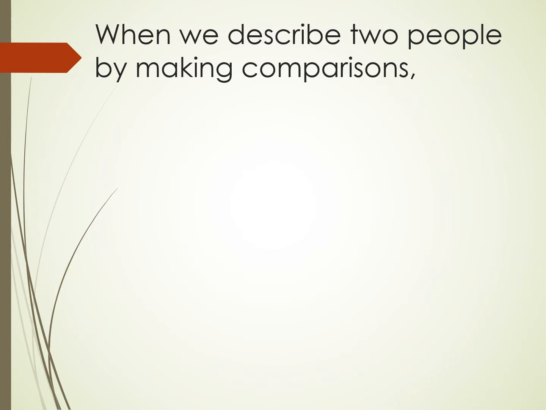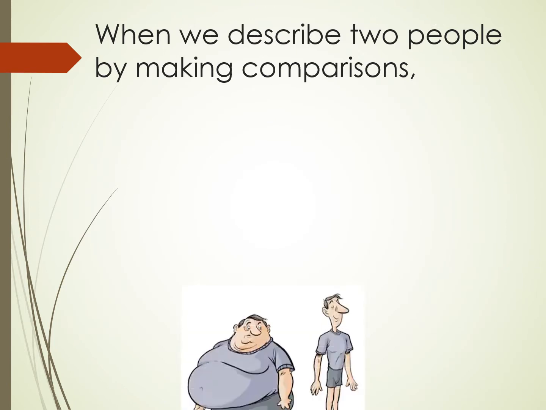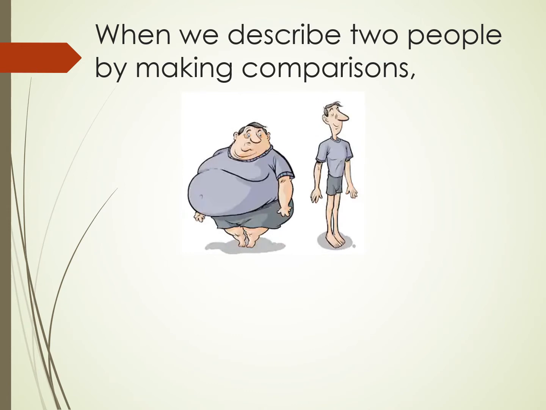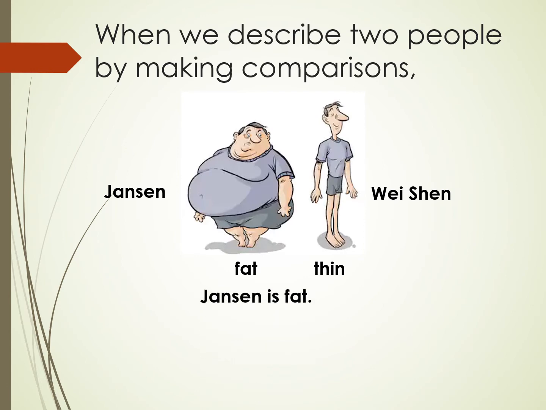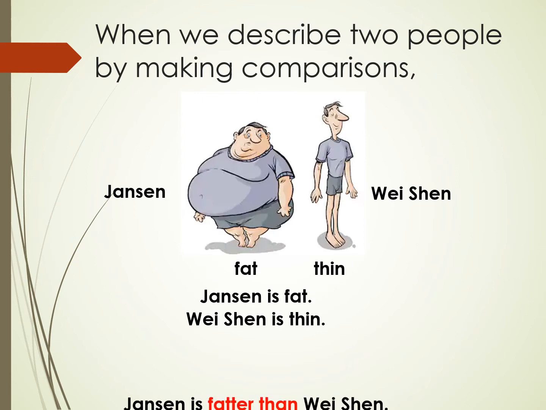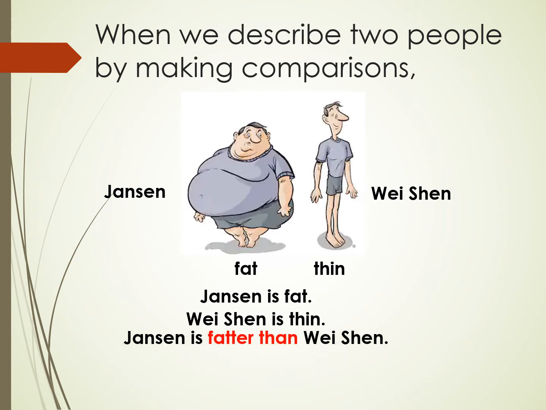Next. When we describe two people by making comparisons, we have to use comparative adjectives. Alright? Now what does that mean? Okay, for example, the one on the left is fat, the one on the right is thin. So we name them Jensen and Wei Shen. Jensen is fat, Wei Shen is thin. So when I want to compare their outlook, how am I going to compare? Jensen is fatter than Wei Shen. Is that correct? Yes.